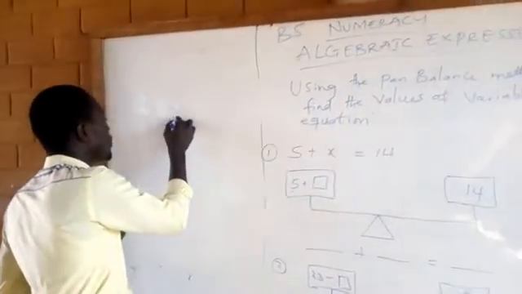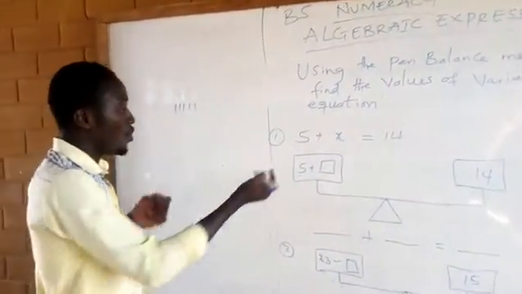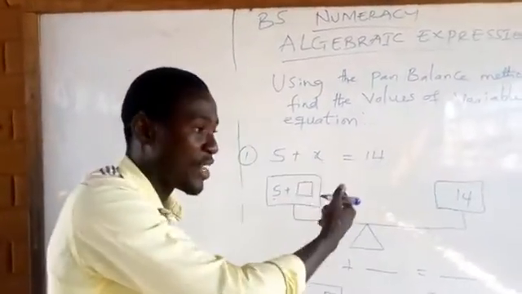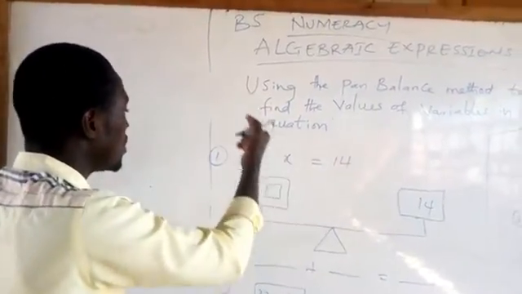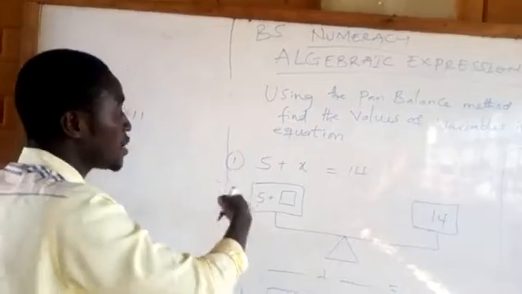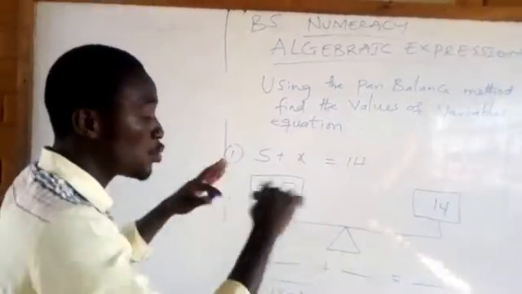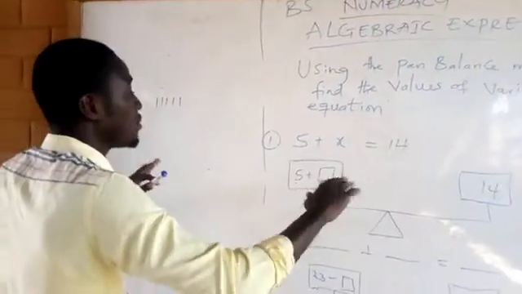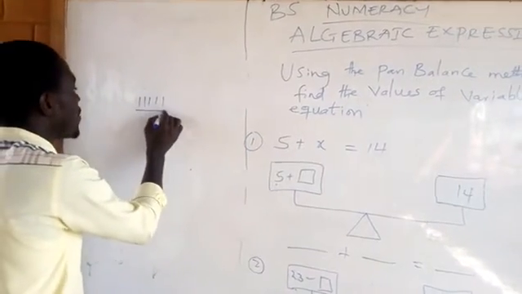You have 1, 2, 3, 4, 5. So we are going to add the number of apples that need to be added to the 5 to get the 14, so that these two pans can be at the same level. So we have 5 apples here.